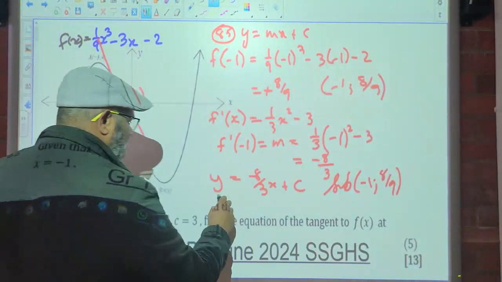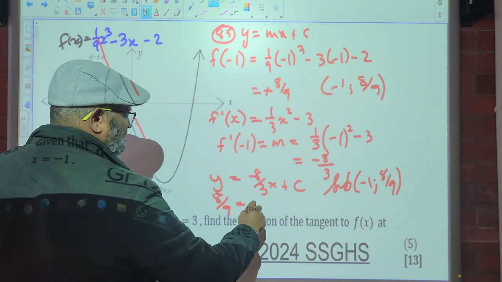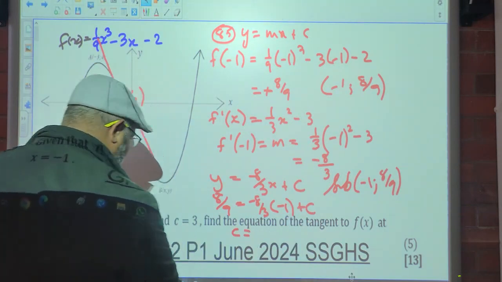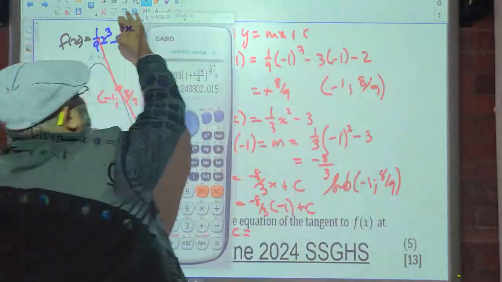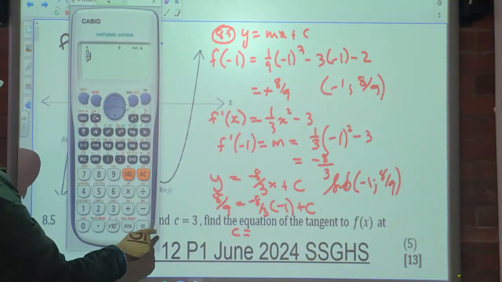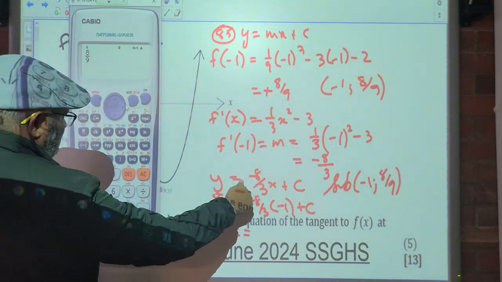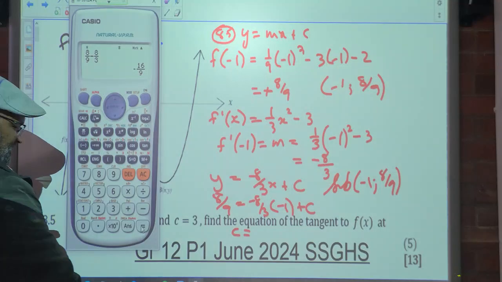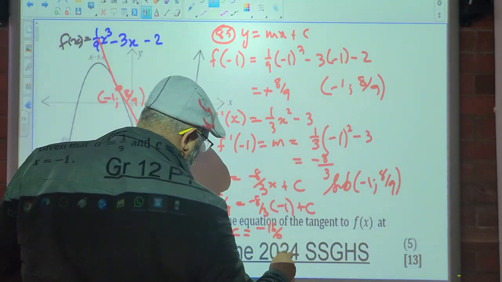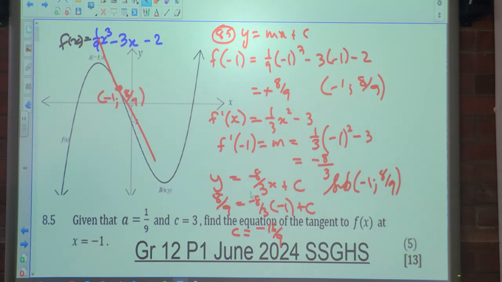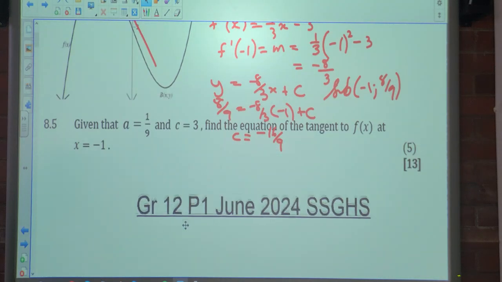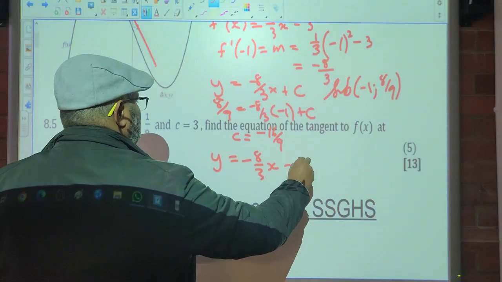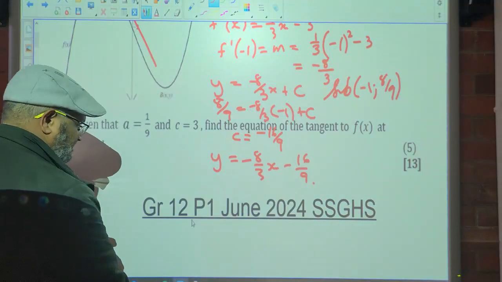Alright, so it's going to be 8 over 9 is equal to negative 8 over 3 times negative 1 plus c. So c works out to be 8 over 9. This is going to be positive. Bring it over, becomes negative 8 over 3. Going to give you negative 16 over 9. So therefore my equation now reads y is equal to negative 8 over 3x minus 16 over 9.